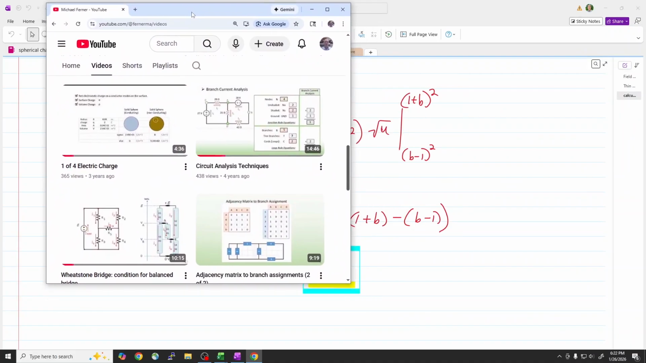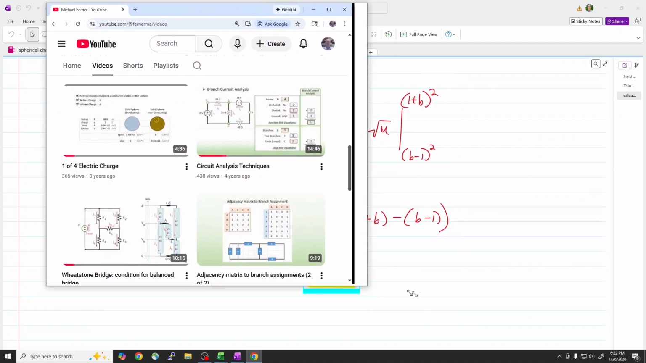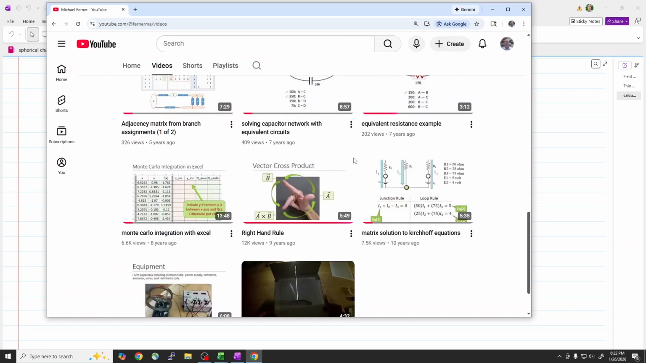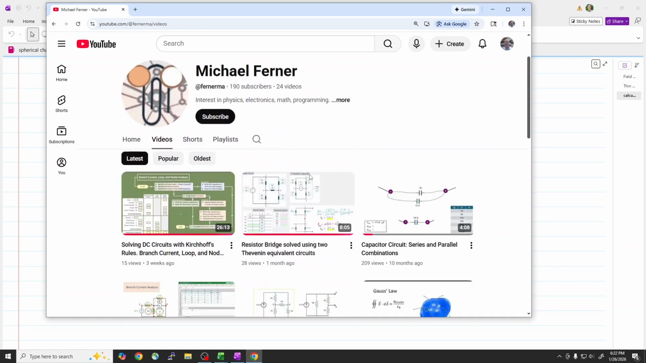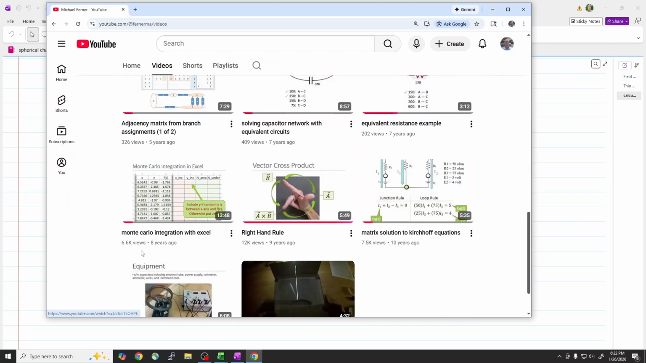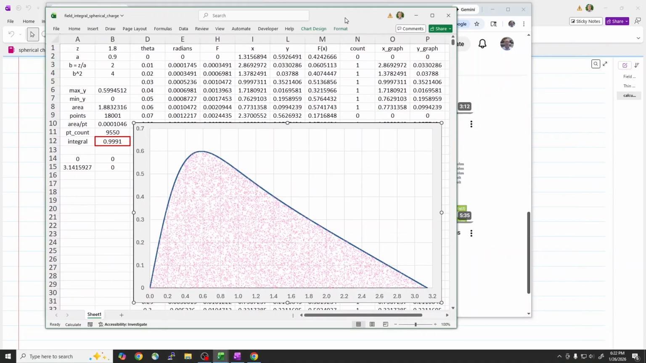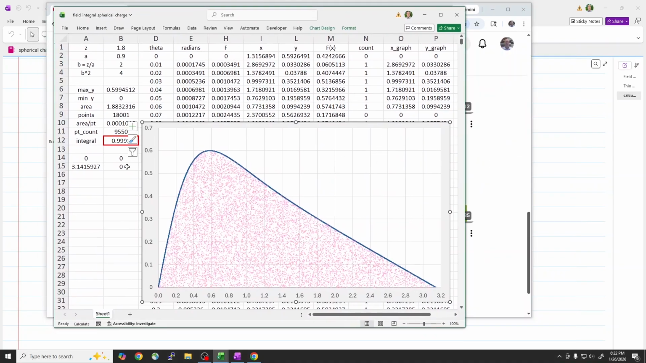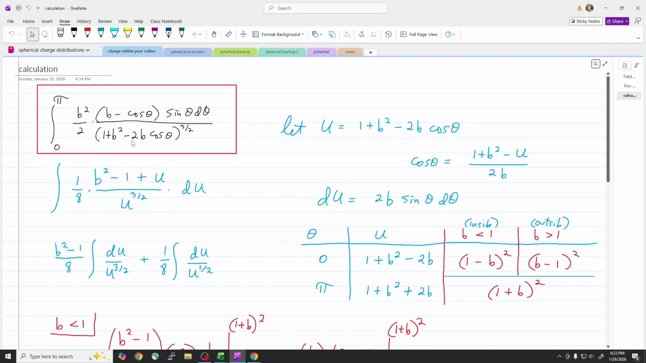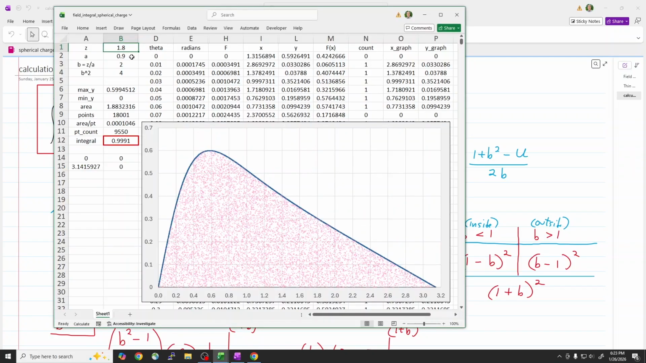What's interesting is at first I didn't know if the integral would be so straightforward. So I also did this numerically. I have an old video somewhere here, Monte Carlo integration with Excel. And the idea is that with an Excel sheet, I can integrate this function I have here based on using random numbers. A was the radius of the hollow shell. Z was the distance from the center of symmetry to the field point.